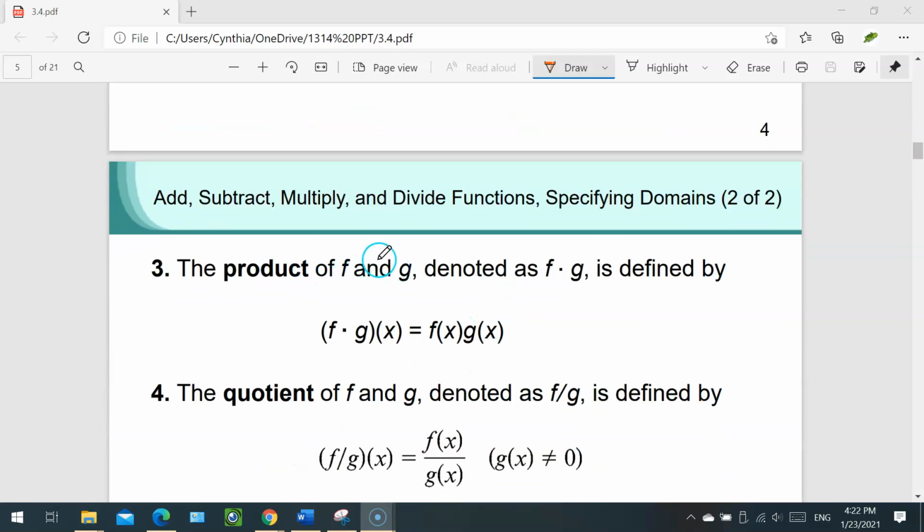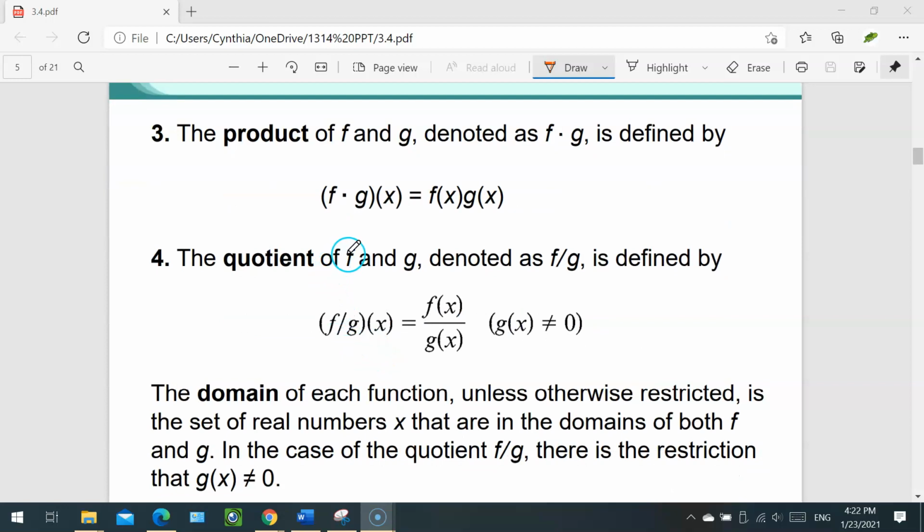For the product of f and g, you will see f dot g at a point x. This is equivalent to f of x multiplied by g of x. For the quotient of f and g, you will see f divided by g at the point x. This is equal to f of x divided by g of x. Your g of x cannot be equal to 0 because your function will turn undefined.